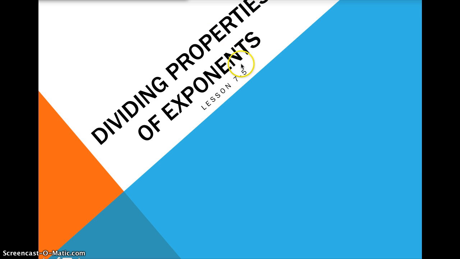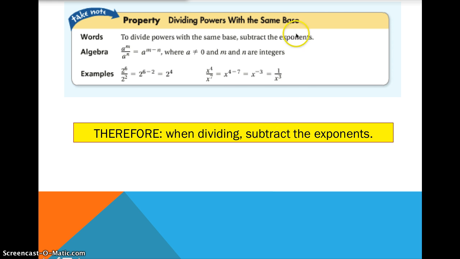Oops. 7-5, dividing properties of exponents. Dividing powers with the same base. As long as the bases are the same, the rule is that you subtract the exponents.